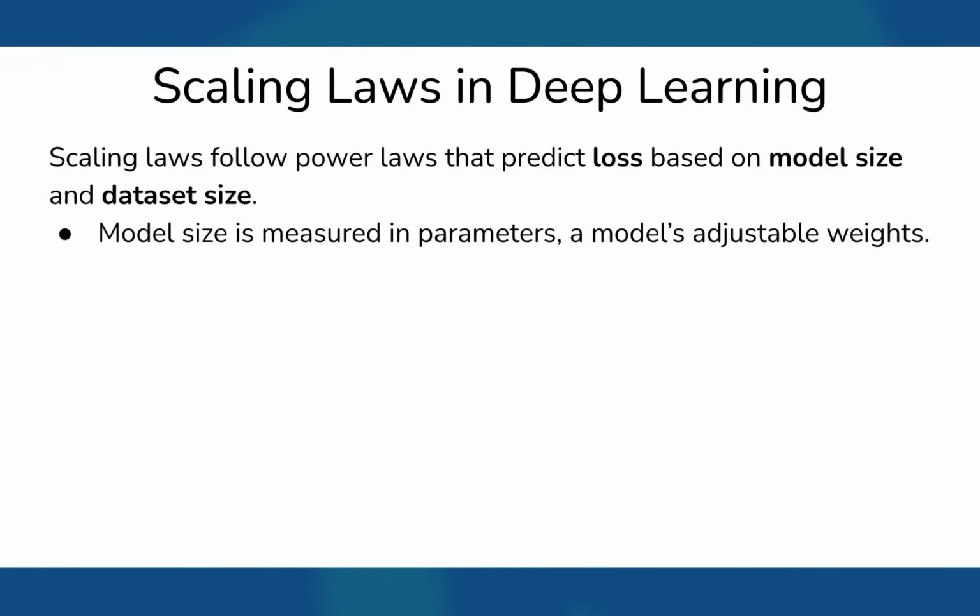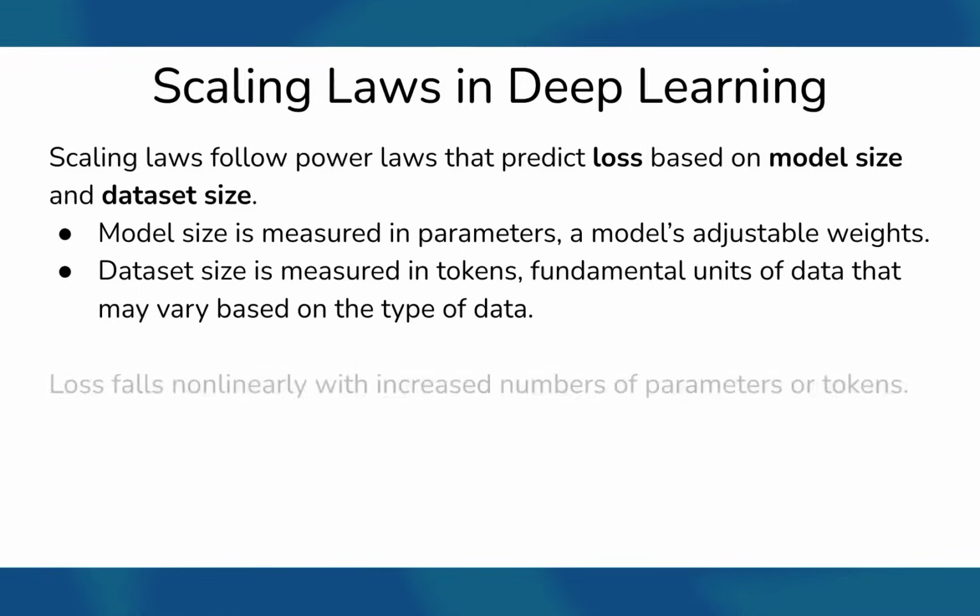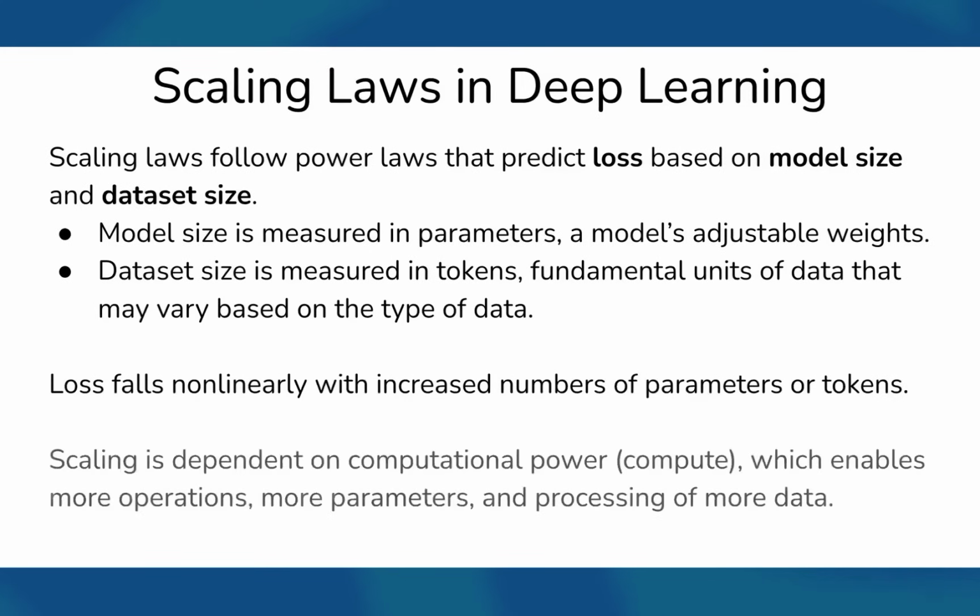The model size is measured in parameters. Those parameters are the model's adjustable weights. The data size is measured in tokens, which are basically like words. They might be subwords, such as walk and ing might be two different tokens. So it might split up the words a bit into subcomponents, and those subcomponents can be called tokens. But anyway, loss falls non-linearly, or follows a power law, as the number of parameters and tokens increases, and therefore the performance of the model is highly dependent on the amount of compute that goes into them and the amount of data and the amount of parameters. So compute lets there be more operations done. That means there can be more parameters and also means that more data can be processed.